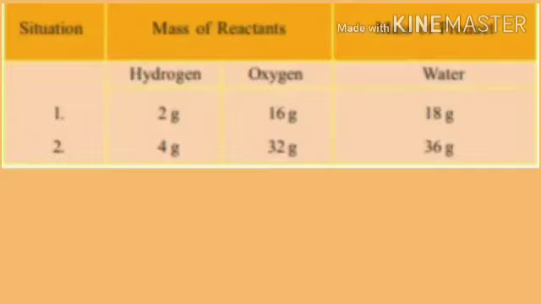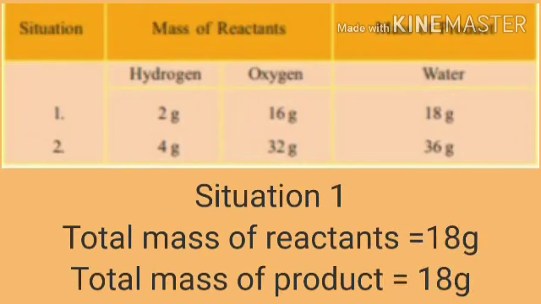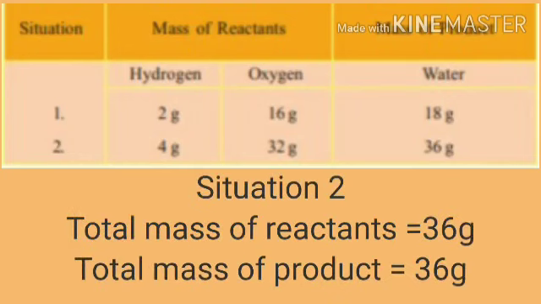Given is another table showing the mass of reactants and the products when hydrogen combines with oxygen to form water in two situations. From this table it is clear that in situation 1, the total mass of reactants and product is equal to 18 gram. And in situation 2, the total mass of reactants and product is equal to 36 gram.